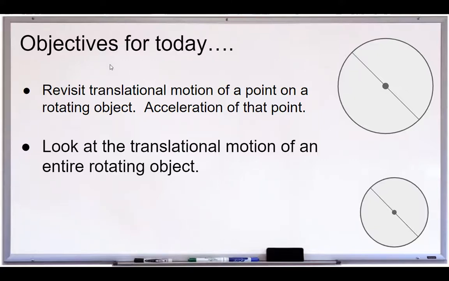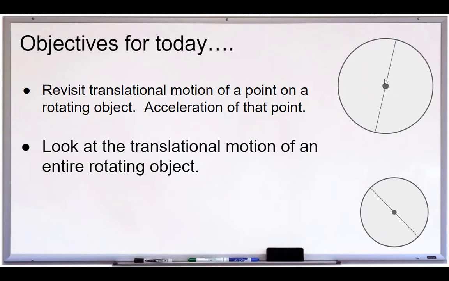Hey everyone! So in class today, we spent a lot of time looking at the translational motion of single points on a rotating object. So we were looking at maybe this wheel here that is spinning, and even though the entire wheel or disk itself is not actually translating in space, we saw that individual points are. Individual points on this rotating circle are in fact moving and have linear velocity, linear displacement, all these linear or translational quantities.